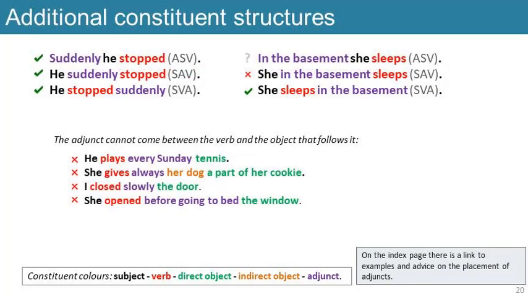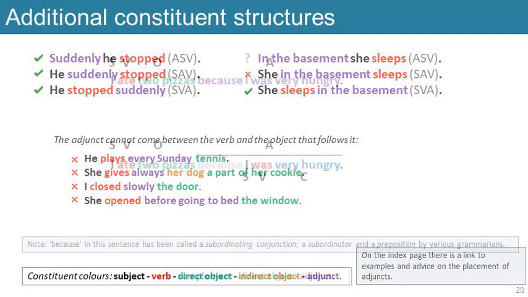Essentially, the possible positions of adjuncts are at the start of the sentence, between the subject and the verb, and at the end of the clause. A few adjuncts, such as "suddenly," can appear naturally in all three positions, but not all adjuncts can, particularly not prepositional phrases such as "in the basement." And with a very few exceptions, adjuncts cannot come between the finite verb and its following object.